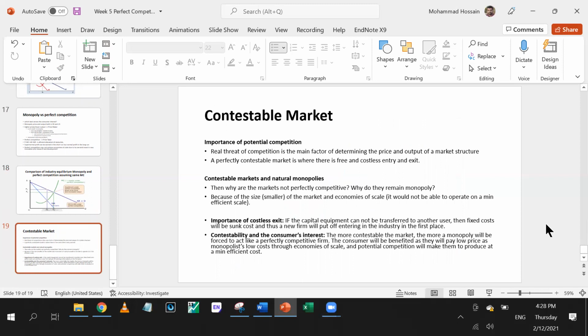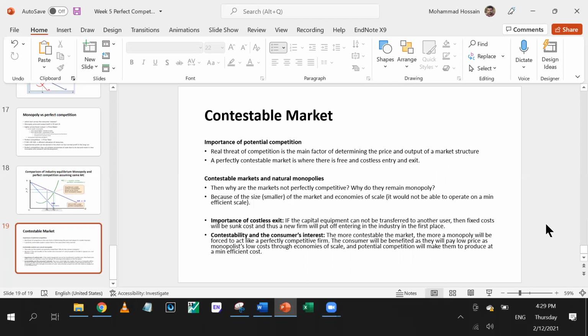Okay, contestable market. Importance of potential competition. Real threat of competition is the main factor determining the price and output of the market structure. How much you're going to produce depends on the competition in the market. It says, real threat of competition is the main factor of determining the price and output of a market structure. A perfectly contestable market is where there is a free and costless entry and exit. Contestable is entering and exiting. There is no fee, no cost is involved.